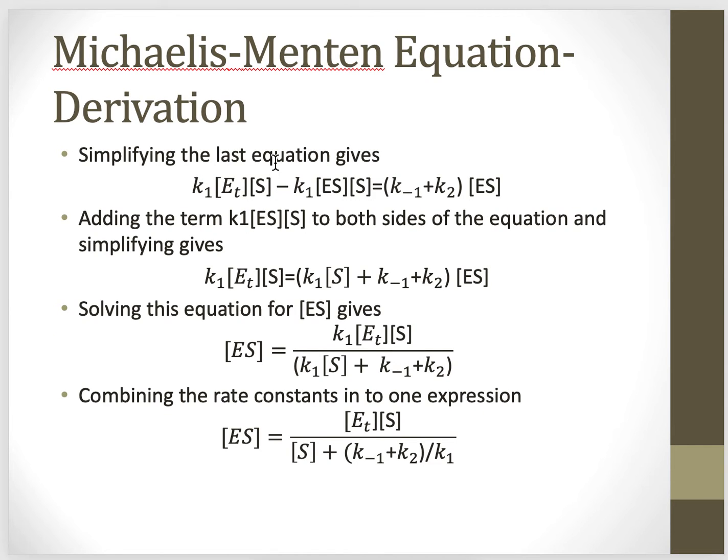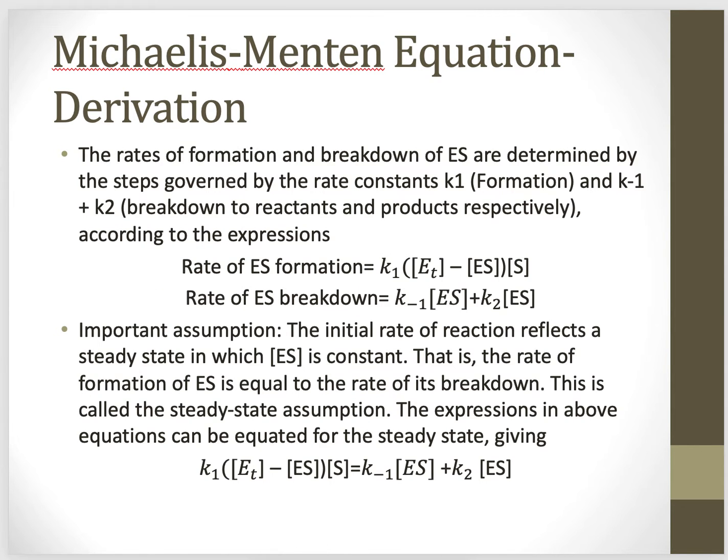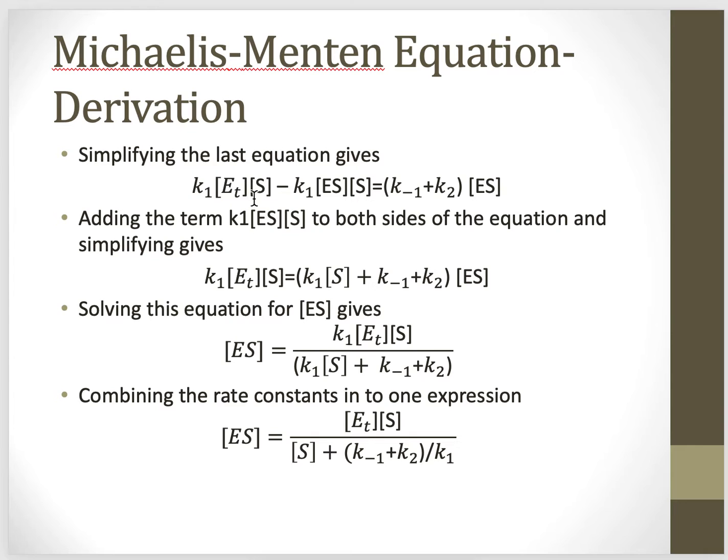Then if we simplify this equation, it will become like this: K1 (E_T minus ES) S equals ES (K minus 1 plus K2). I will suggest you to just derive it in your notebook. If you just practice it, it's not that difficult. It's just solving an equation, which you have done several times when you are doing math. So it's simply like that.